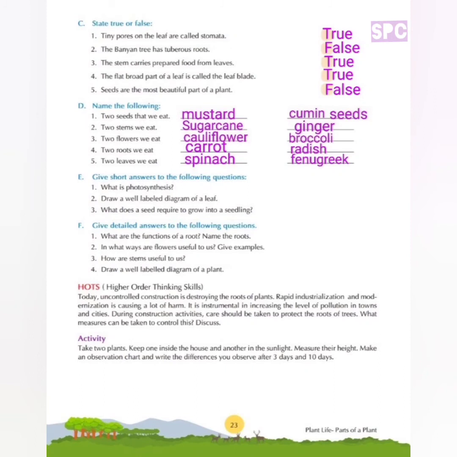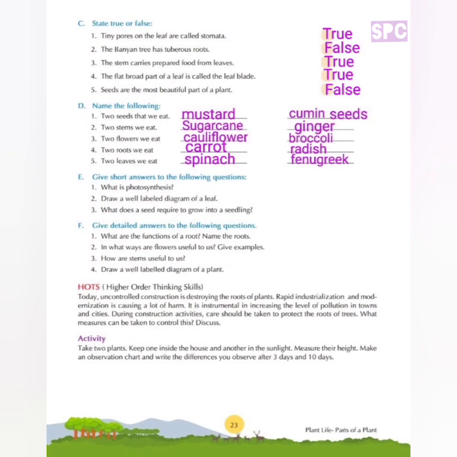2 stems which we eat. Children, here I have written sugarcane and ginger. You can write potato also. Third, 2 flowers which we eat. So here I have written cauliflower, broccoli. You can write banana flower as well.